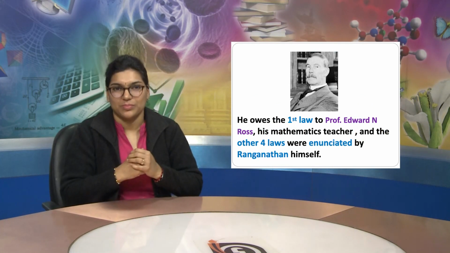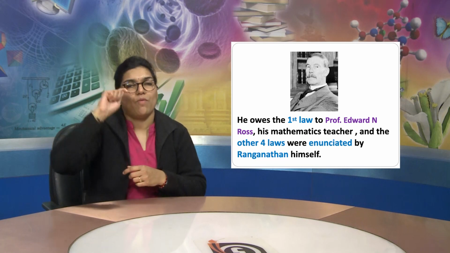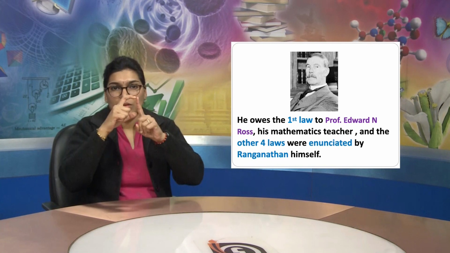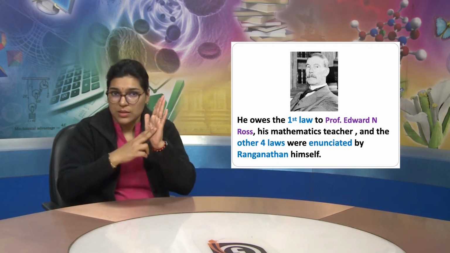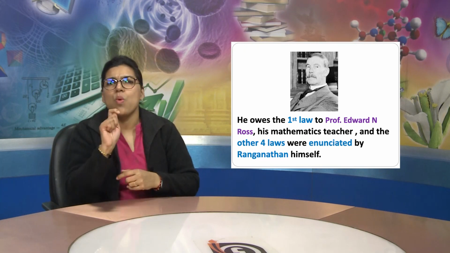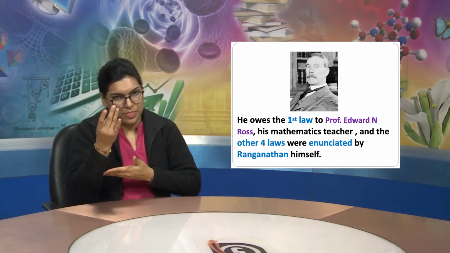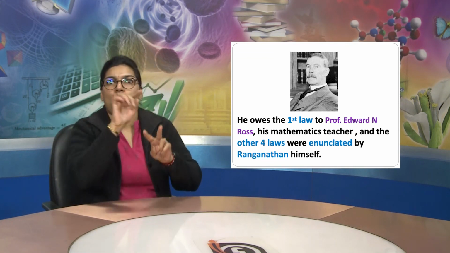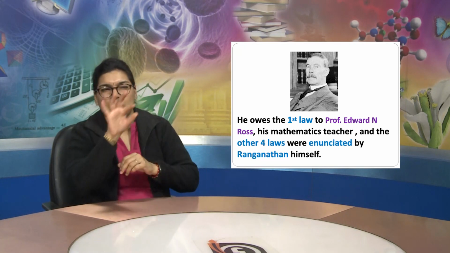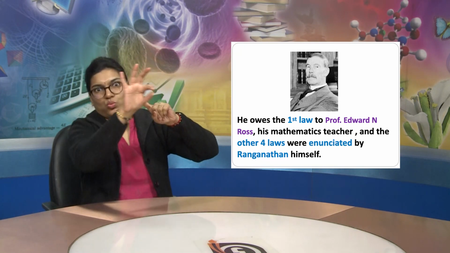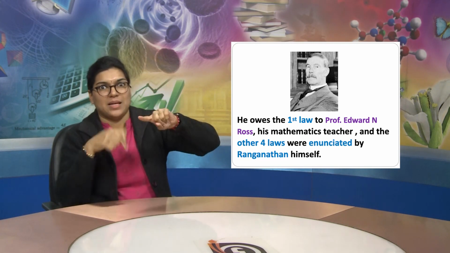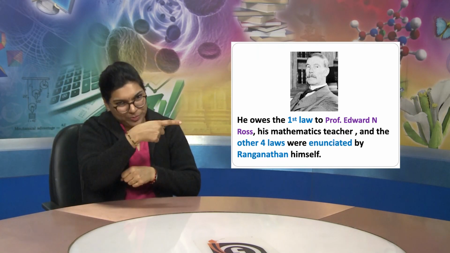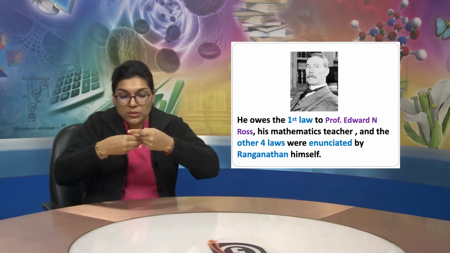Now you can see the picture of a person. He is from another country. His name is Professor Edward N. Ross. He is mathematics teacher and he owes the first law. So the first law was formulated by Professor Edward N. Ross, and the other 4 laws were enunciated by Ranganathan himself.